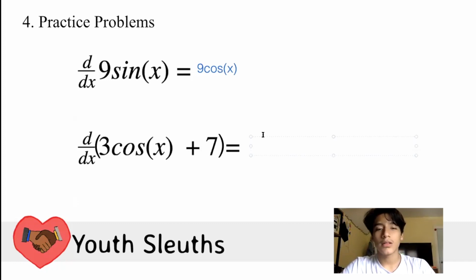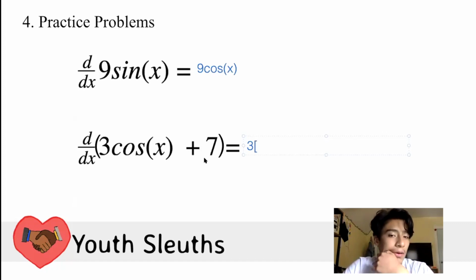All right. So now that you've done it, first we're going to start with the 3. As you remember, the 3 just transfers and stays the same. And then we're going to do the cosine, which we learned from last slide is just negative sine of x. And lastly, we have the 7, the constant, which, remember, just becomes plus 0. So we don't really need that there, so we're just going to get rid of it. And then we just have to distribute the 3, and so that becomes negative 3 sine of x.